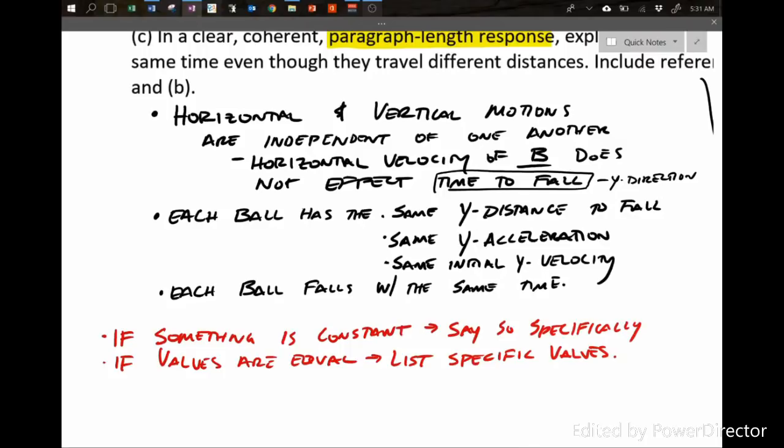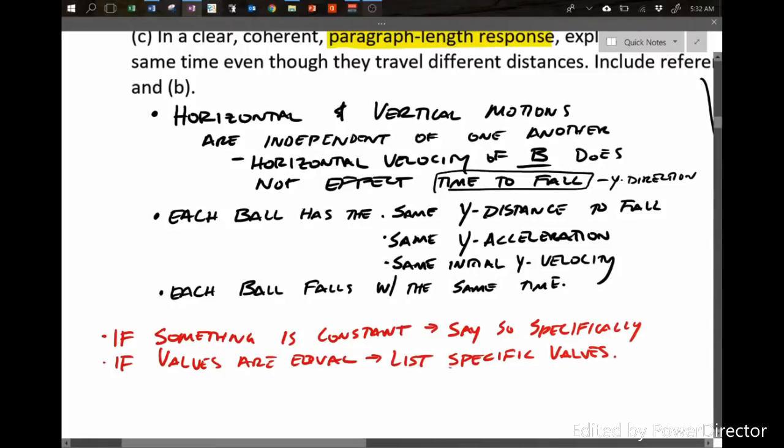Instead of saying each ball has the same y distance to fall, the same y acceleration, and the same initial y velocity, students are prone to say things like, all of their y information is the same, so I need to know what that y information is. It's not good enough just to say all of it's the same. That's in no way specific enough to answer the question. So for a paragraph length response, be specific. Very, very important.